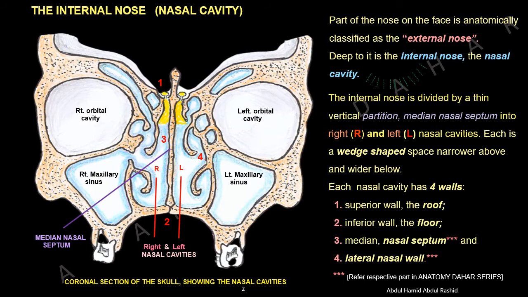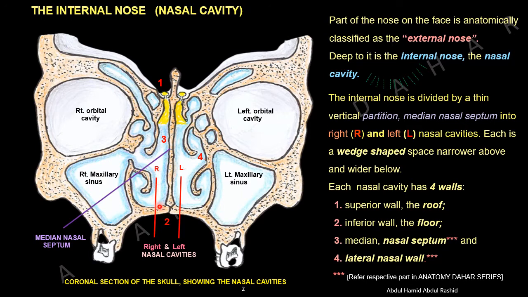The internal nose, nasal cavity. The part of the nose on the face is anatomically classified as the external nose. Deep to it is the internal nose, the nasal cavity. The internal nose is divided by a thin vertical partition, the median nasal septum, into right and left nasal cavities. This is the median nasal septum, which divides the internal nose into right and left nasal cavities.